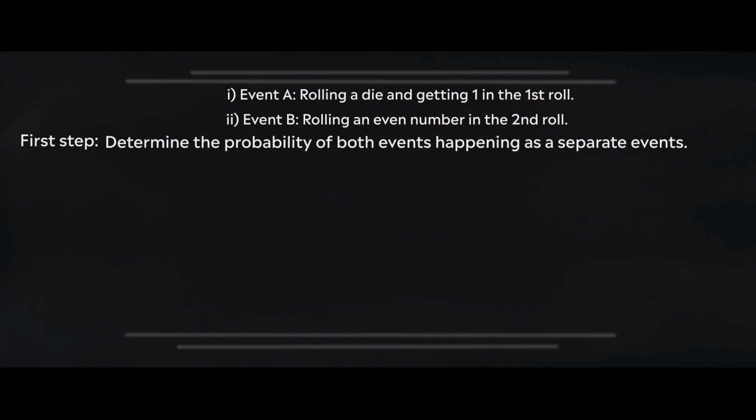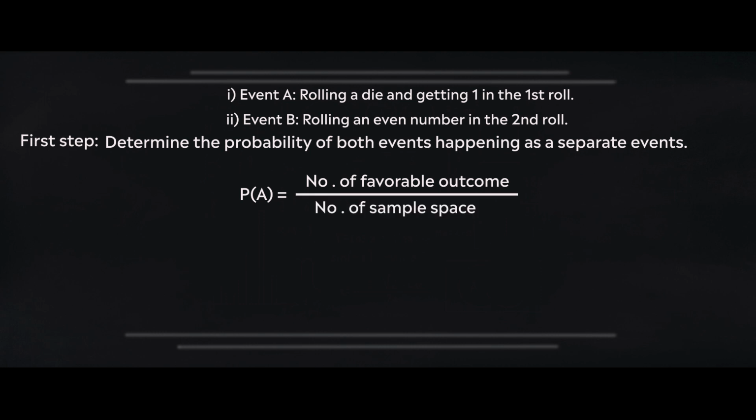So in the first step, we calculate the probabilities of event A and B happening as a separate event. So what is the probability of event A happening? So we get the probability of event A happening as number of favorable outcome by number of sample space. So the event A is rolling a die and getting 1 in the first roll. So when you roll a die, how many possible outcomes are there? There are 6 possible outcomes, that is sample space.